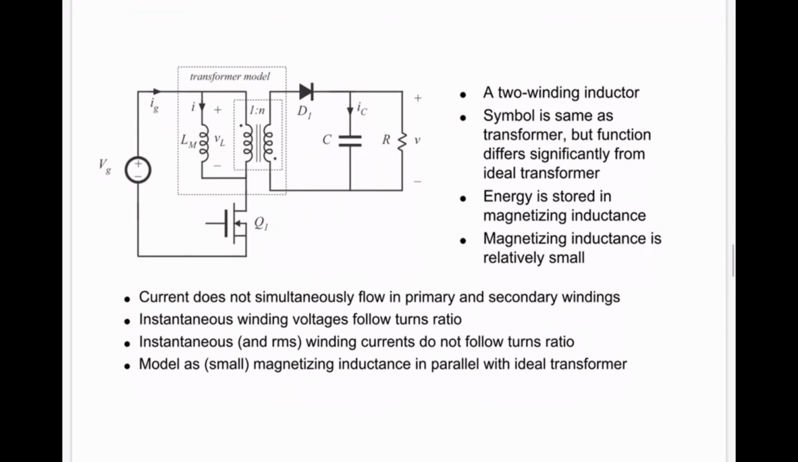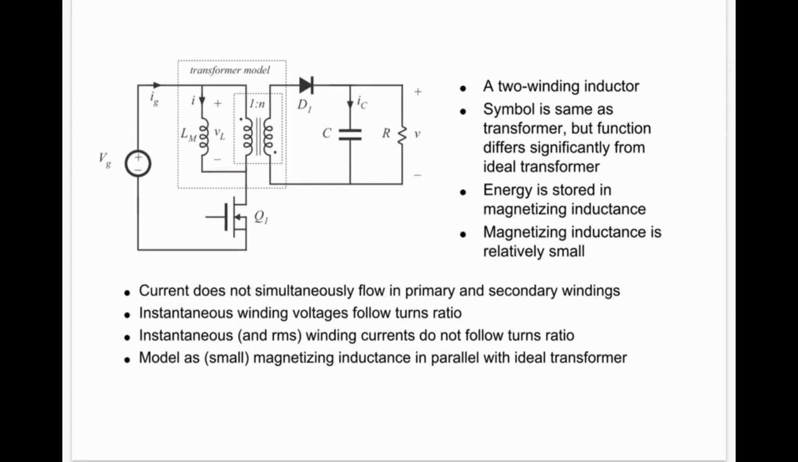Okay, so what is your flyback converter? It has a two winding inductor. The symbol for the transformer is the same, but its function is slightly different. Energy is stored in the magnetizing inductance. Magnetizing inductance is very small, and current does not simultaneously flow in the primary and secondary winding, which we have discussed in the previous slides. Instantaneous winding voltages follow the turn ratio, but your currents do not follow the turn ratio because of the energy stored in your magnetization branch.